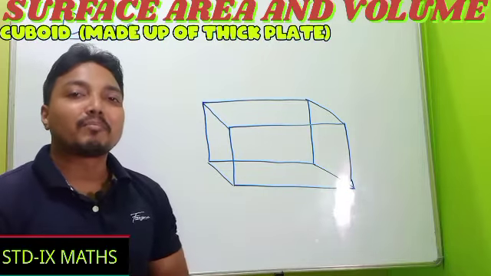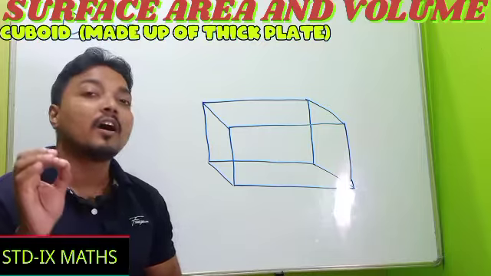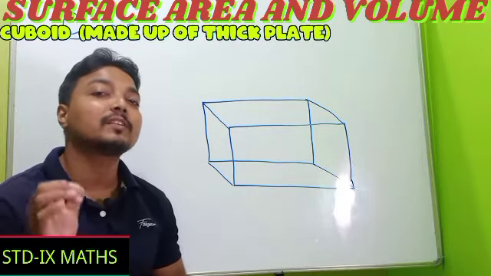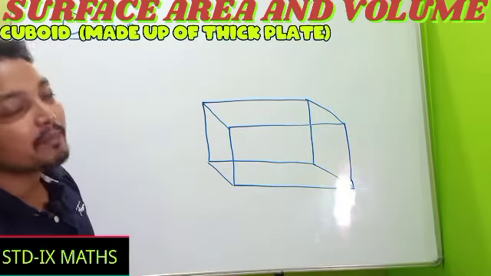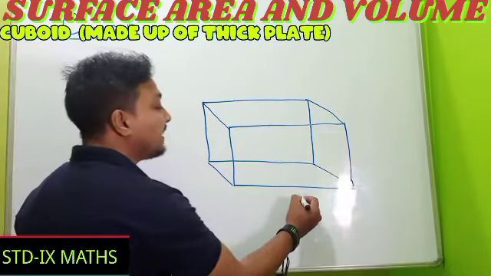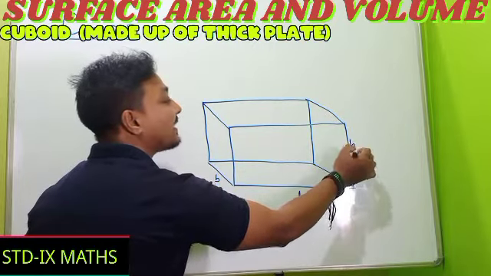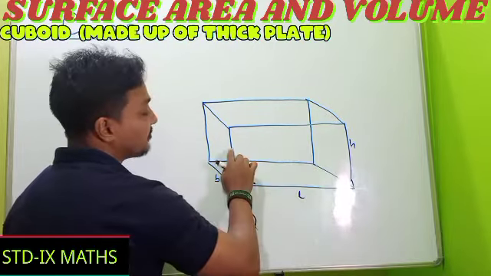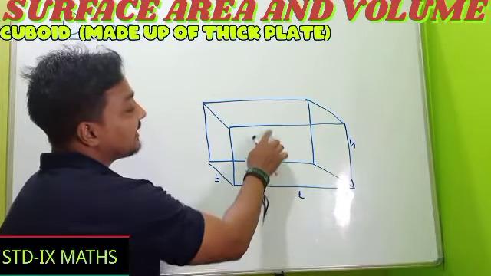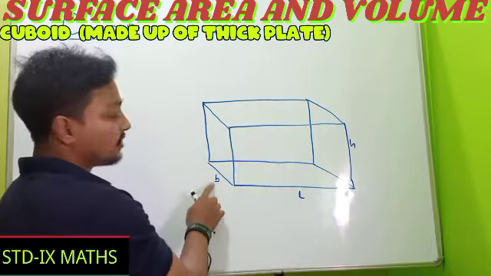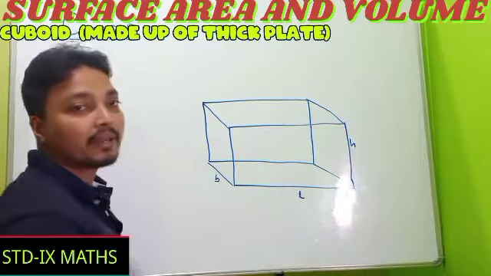Now everyone, you just have to see the figure of the cuboid where each of the sides, otherwise the plate, has some thickness. Previously this was our length, this one our breadth, and this one our height. This height means this height, this height, and this height. This length means this length, this length, this length. This breadth means this breadth, this breadth, this breadth, also this one is our breadth.